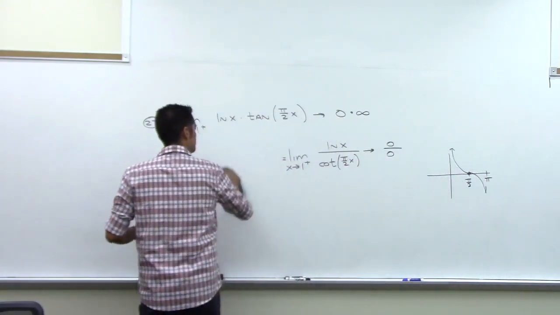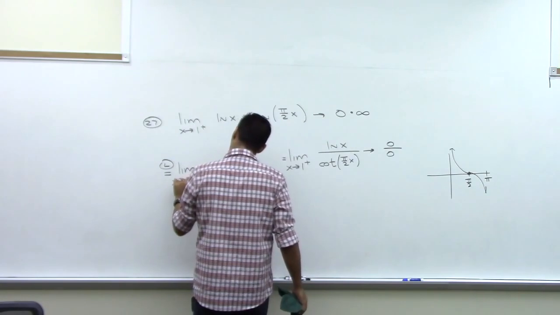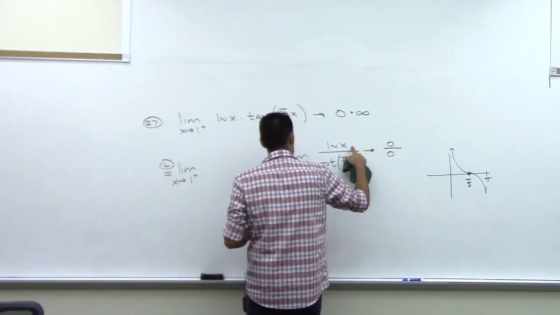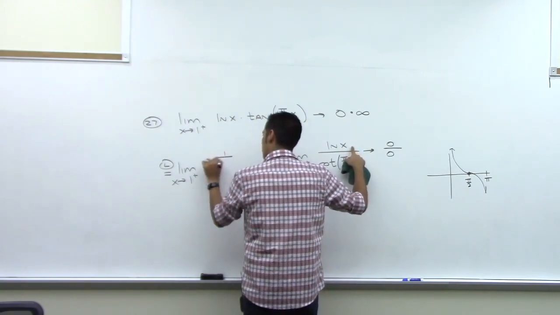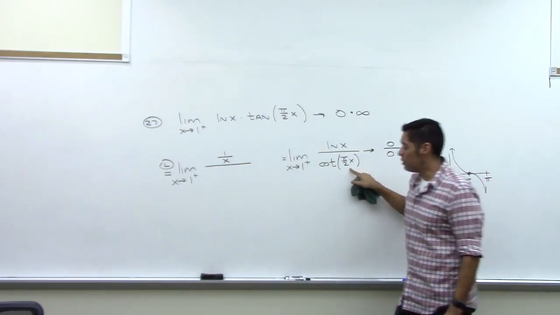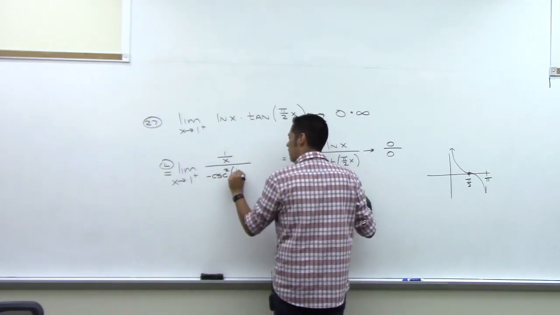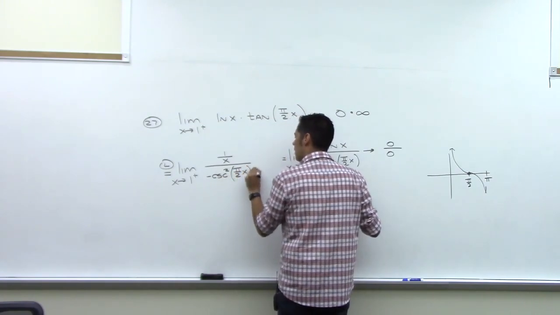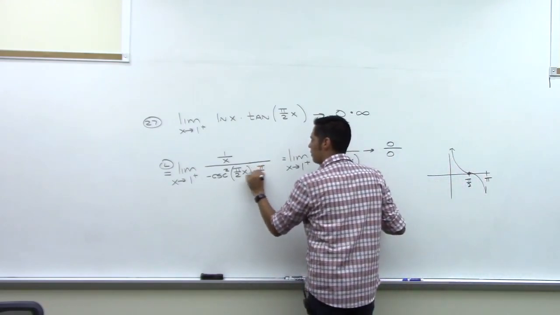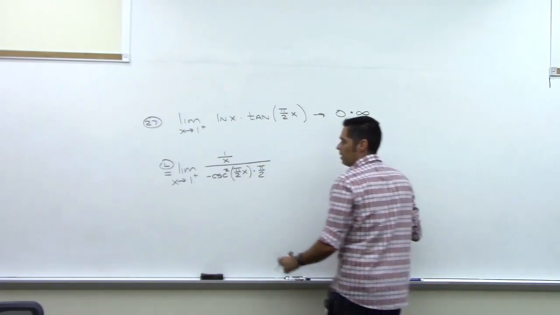So that will be equal to, by L'Hopital's rule, the limit as x approaches 1 from the right of the derivative of natural log of x, which is 1 over x, over the derivative of cotangent of something. The derivative of cotangent of something is negative cosecant squared of that something times the derivative of what's inside, and that's a constant in front of x, so we're just going to get the constant, pi over 2. Man, I'm really hoping that that helps. Let's let x go to 1.